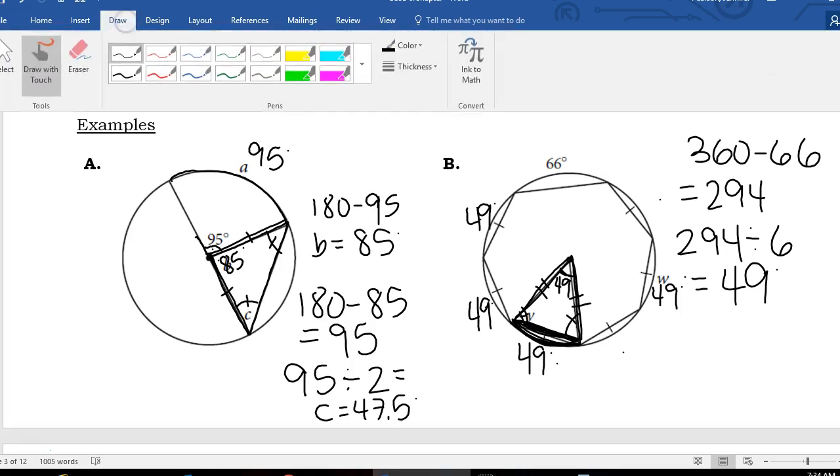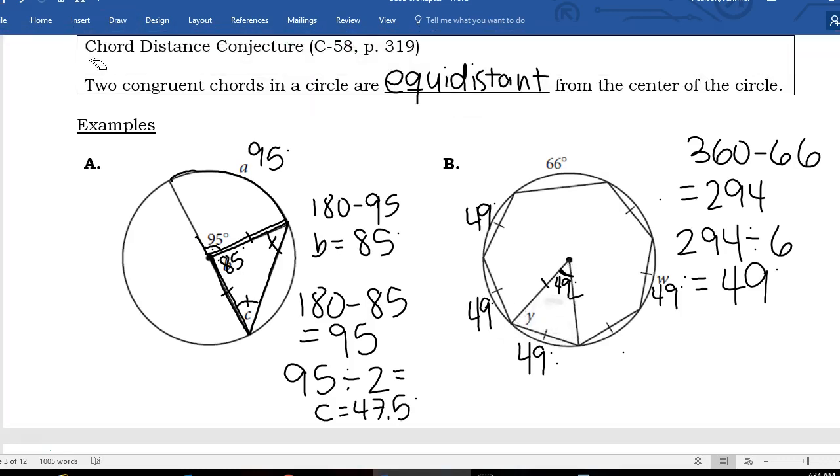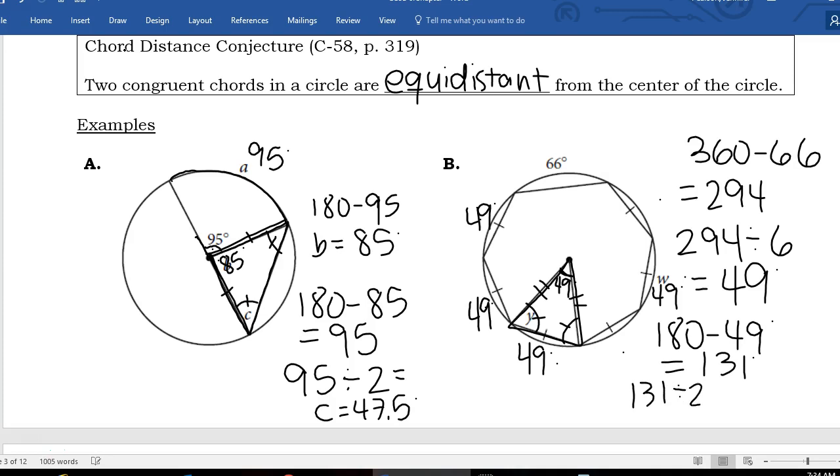It's getting crowded. Okay, so on my isosceles triangle, these base angles will be the same. So if I do my 180 rule, take away the angle I know, that leaves me with 131 degrees. I need to divide that by 2 to split it between the two base angles. 65.5. And that will be my answer for letter Y.